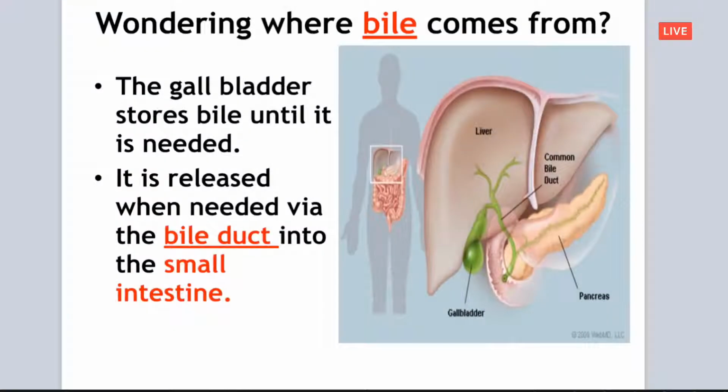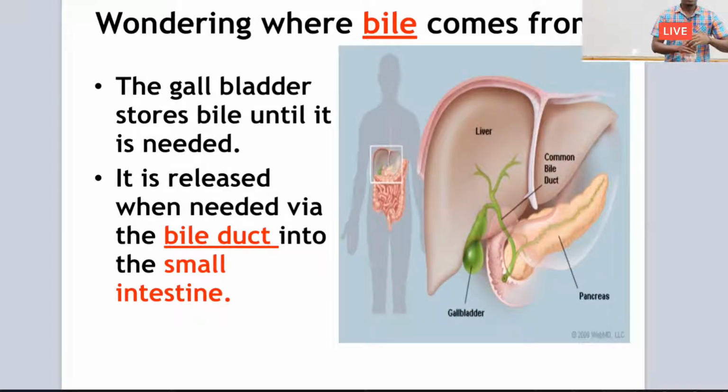Now, the gallbladder stores bile until it is needed. It is released when needed via the bile duct into the small intestine. So look at it very carefully. What you can see there is the gallbladder filled with bile. You can see that there, right? Wonderful.